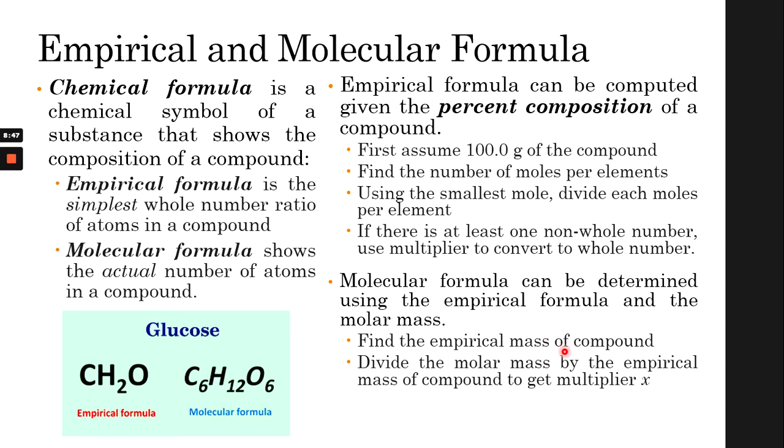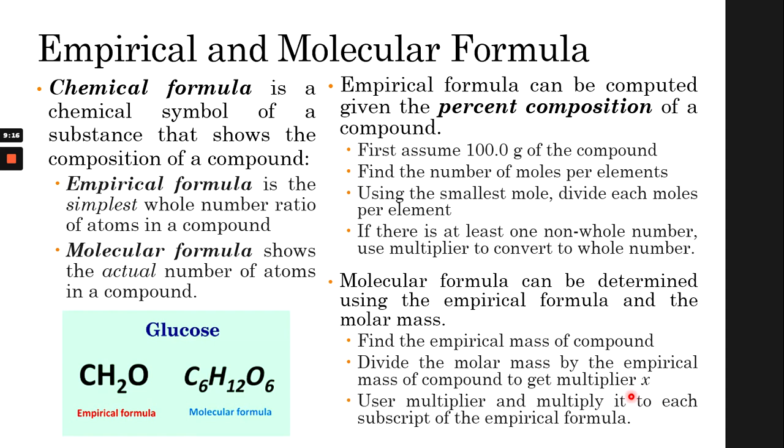And after finding the empirical mass of your compound, what you want to do is use the molar mass of that compound, which is what we've been looking for in our previous examples in 4.2. You divide the molar mass by the empirical mass of the compound, and you will get a multiplier x. Then multiply that multiplier x to all the subscripts found in your empirical formula to find the molecular formula of your compound.